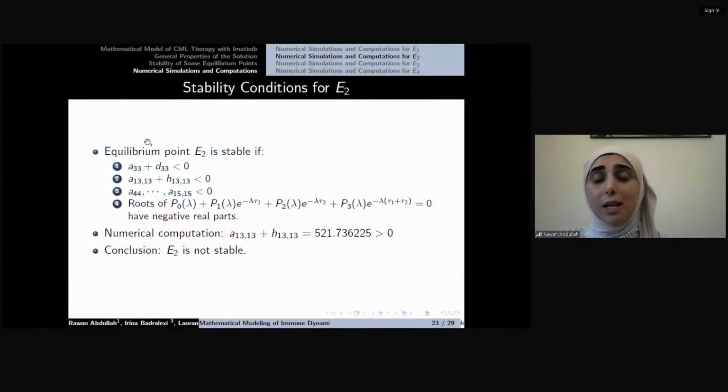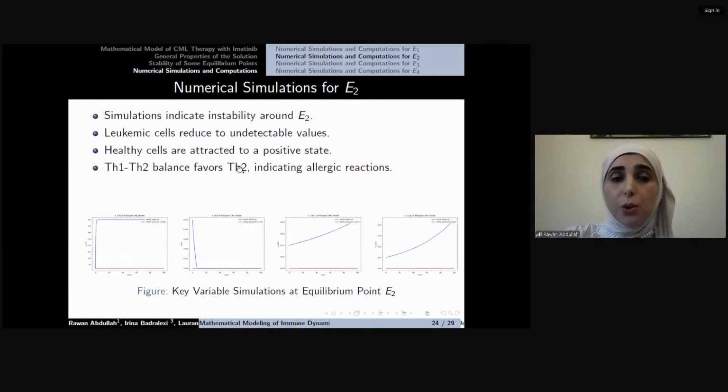Now let's move to the second stability condition. Here are the stability conditions of E2, but the numerical computations show that this condition is not fulfilled because it is positive. So in conclusion, E2 is not stable. But let's move a little bit to the simulations of E2, in which we can see that the leukemic cells decrease to undetectable values, while the healthy cells are attracted to a positive value. So we have a cure of the patient.